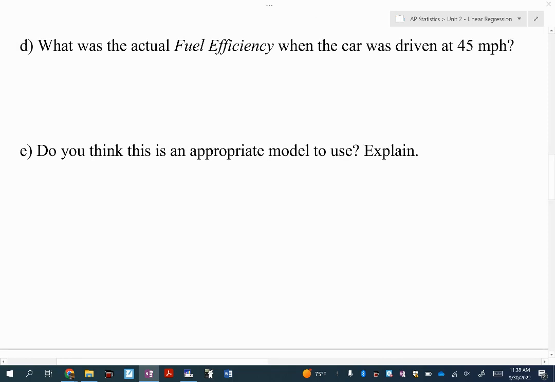This is the hardest problem. What was the actual fuel efficiency when the car was driven at 45 miles per hour? This is a question that we're going to review at the end of next week in our review. It will be on your AP exam, I can guarantee it. This question is asking you to think about residuals. Do you guys remember the formula for that? Very good. Again, this will be on our test in a few weeks.